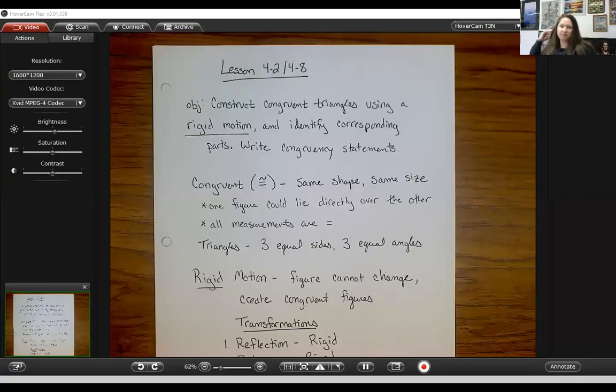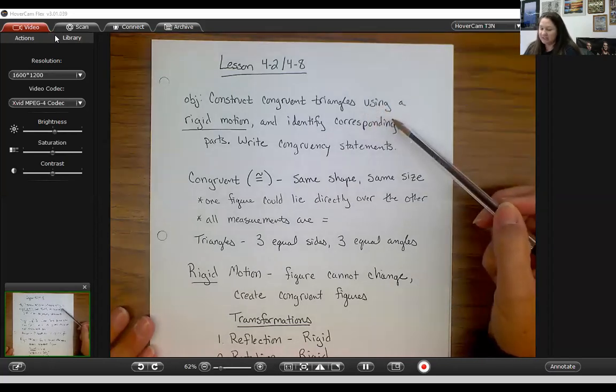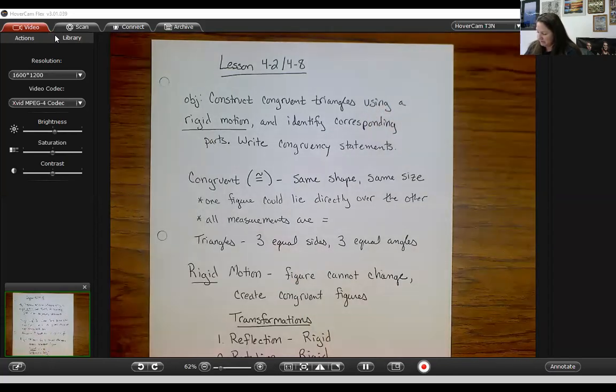I'm going to go ahead and pull up the notes first so we can talk about a few things and some definitions before we get into the activity. All right, in this lesson, we're going to look at constructing congruent triangles using the idea of rigid motion and identifying corresponding parts, and then developing the idea of writing congruency statements.